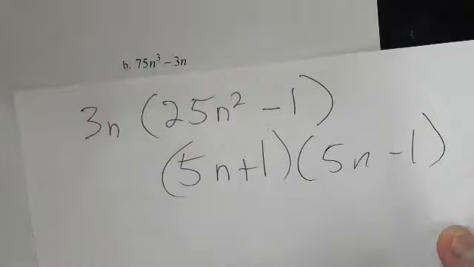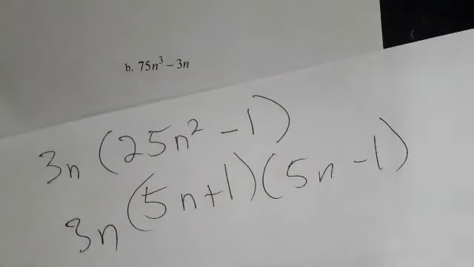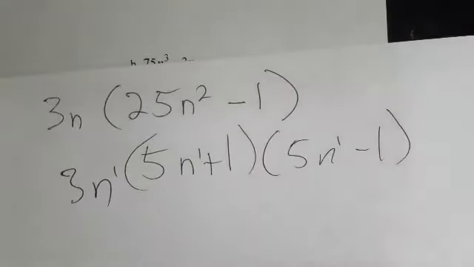And don't forget to bring that 3n in. If not, when you go back to check this, things aren't going to check. So hopefully you check, you make sure you have all your powers. 1, 2, 3. We started out with n to the third.